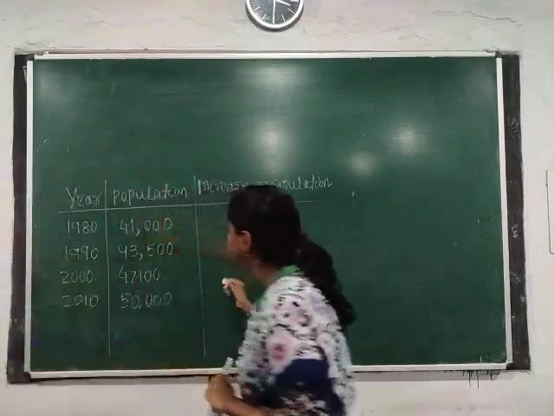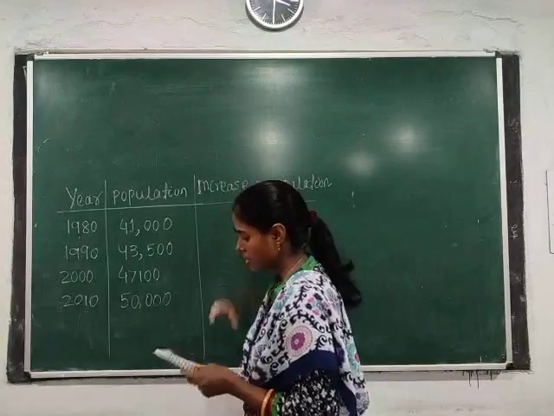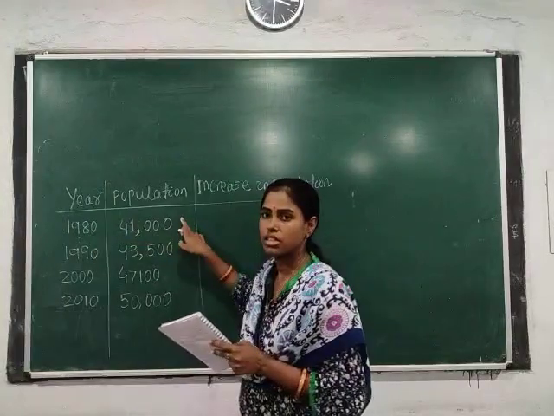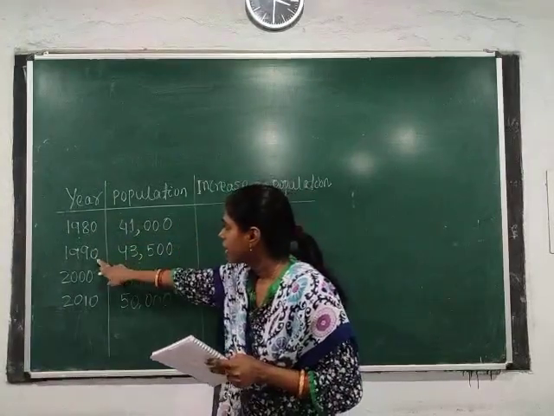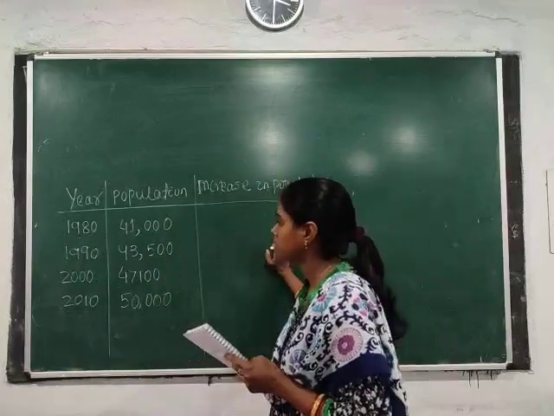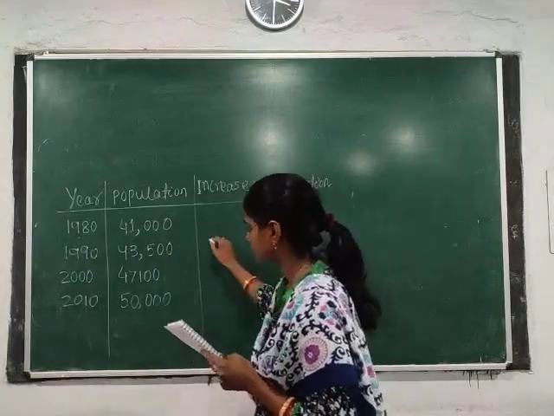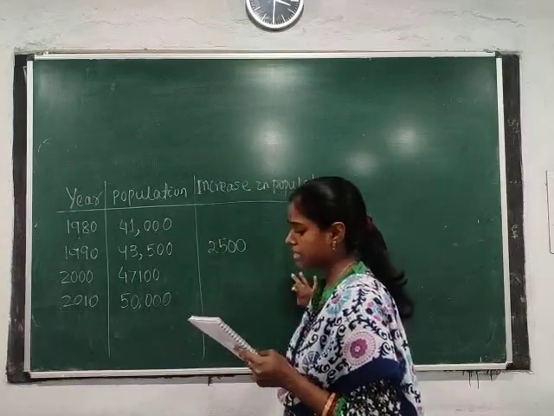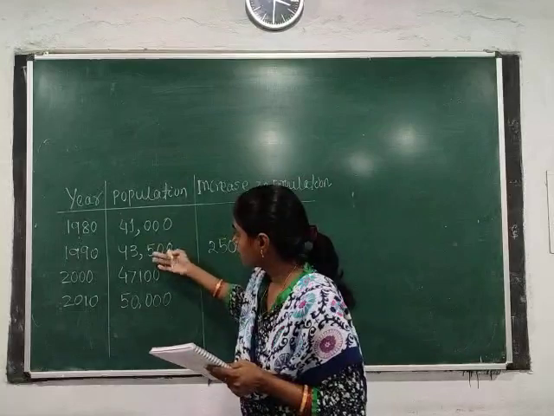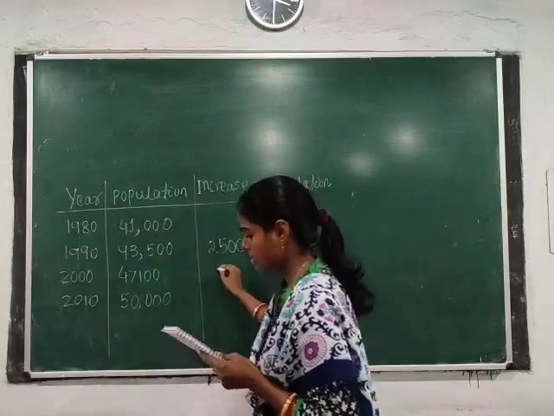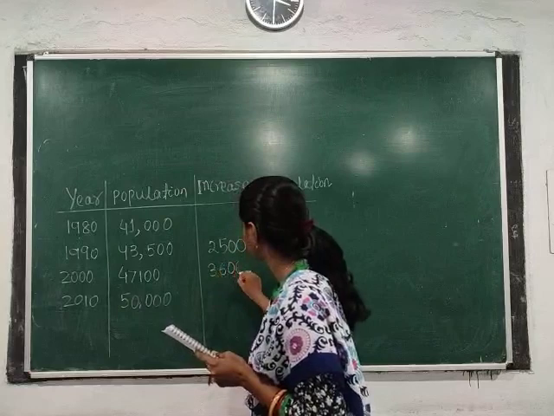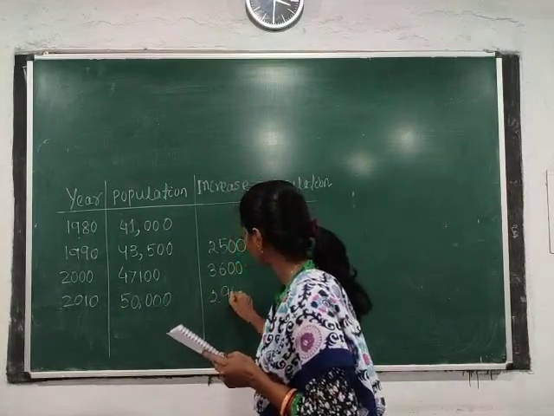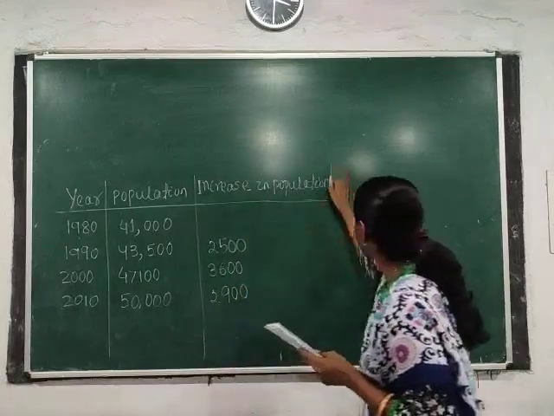First we will calculate the increase in population per decade. In 1980 the population is 41,000 and it becomes 43,500 in 1990, so the increase in population will be 2,500. Then for the next decade the increase in population is 3,600, and for the last decade the increase in population is 2,900.